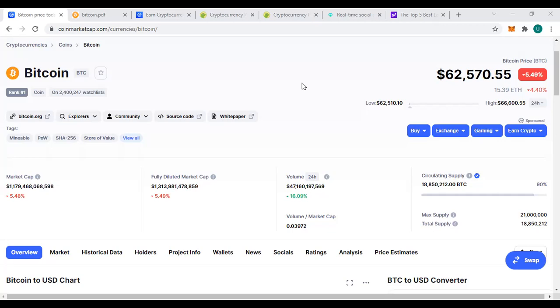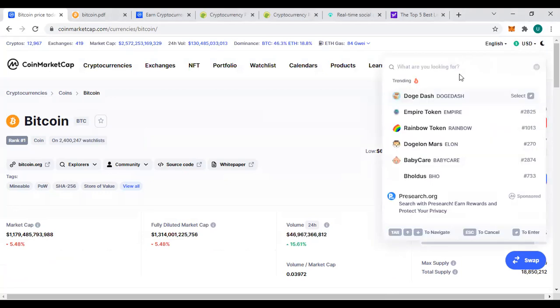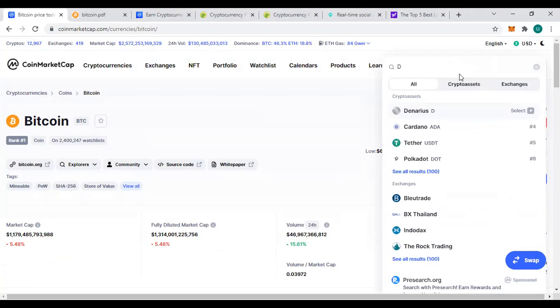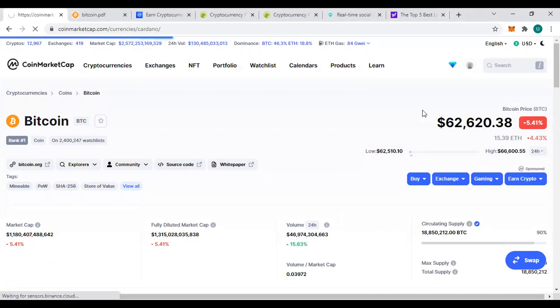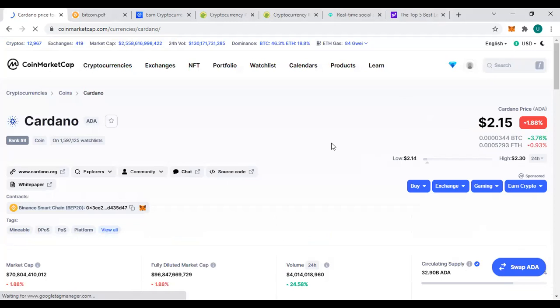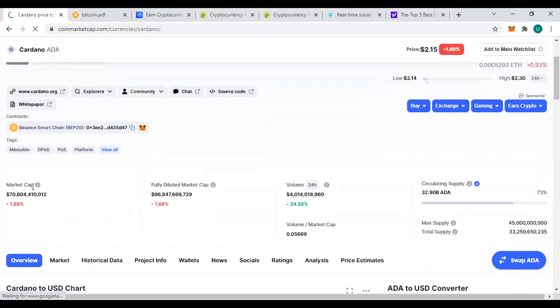Now I'm going to give you a clear example. We need to go and search a coin called ADA. We need to search ADA here. I'm going to use this as an example to explain why market circulating supply is very, very important. Now, this is ADA, almighty ADA. This is the current price of ADA, 2.15. And this is the market capitalization of ADA, 70 billion, right?